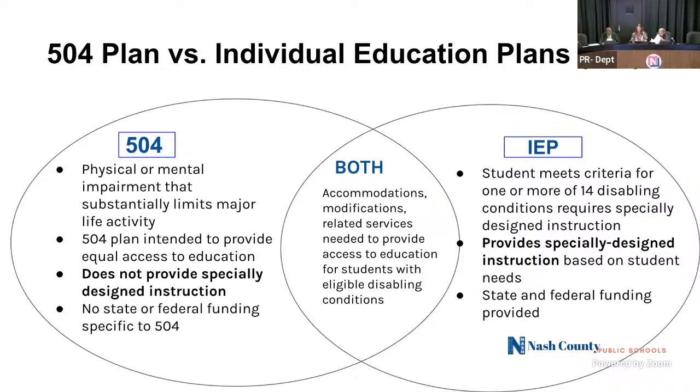And what you see in the middle is both. So a child with a 504 plan and an IEP could both be found eligible to receive accommodations, modifications, and related services, and we're going to go through all of these as we walk through the components of the plan. These are needed in order to provide access to the education for students with the eligible disabling conditions, regardless of which plan they have.